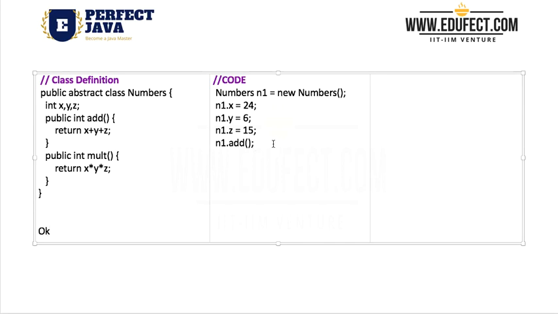Now let's look at this code. Numbers n1 is equal to new numbers. Now will there be an issue here? Yes, here we will get a compile error. Why? Because we cannot create an object of an abstract class. Although in this class there was no abstract method, there was no issue, because it was declared as abstract, we cannot create an object of an abstract class. So here we will get a compile error. Okay. So are these two concepts about abstract method and abstract class clear?